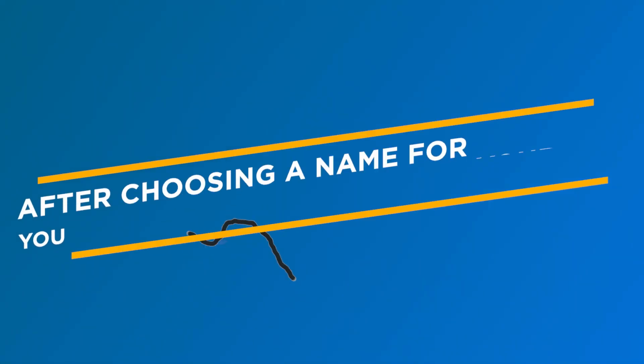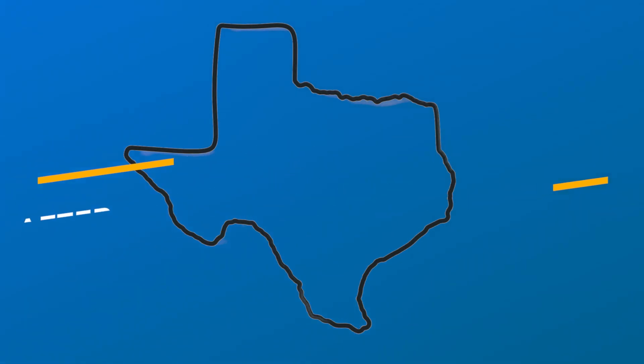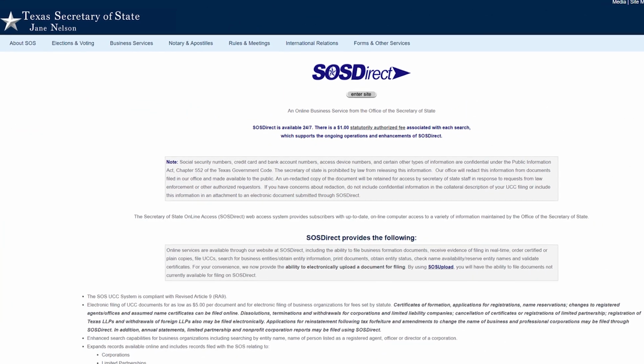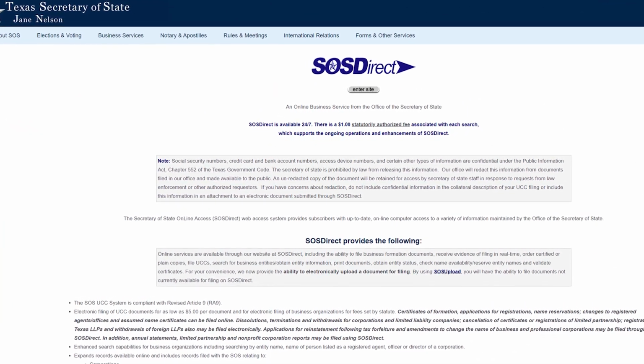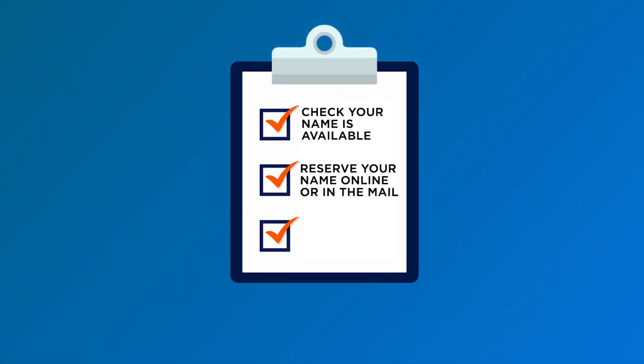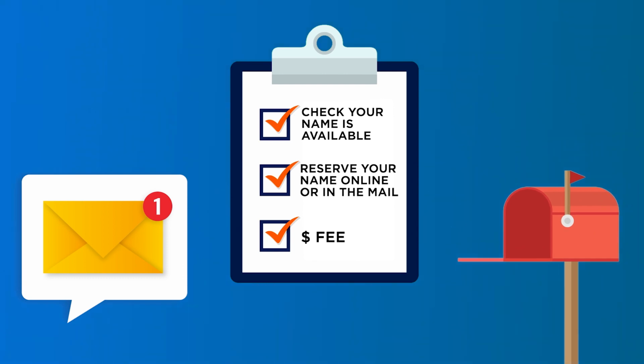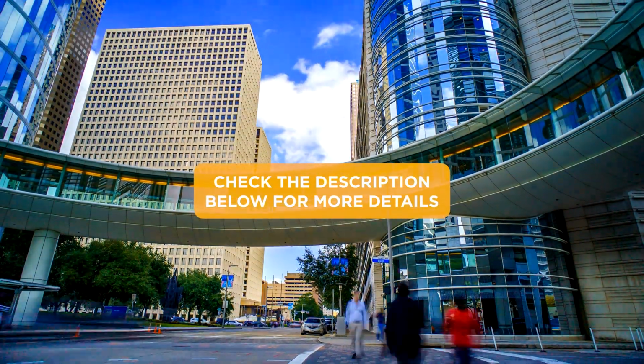After choosing your name, you can reserve it with the Secretary of State. This prevents another business from using your name before legally forming your LLC. Use the Texas Secretary of State SOS Direct website to check if your chosen name is available. After confirming your name is available, file a reservation form online or by mail. Note, there is a fee. Check the description below for more details.